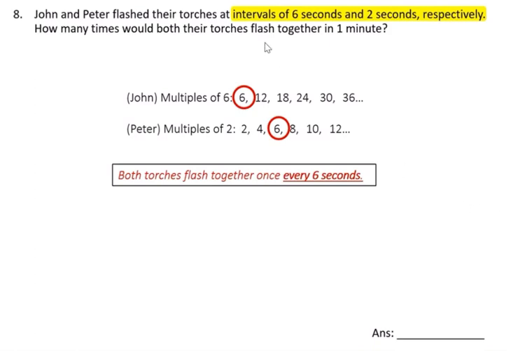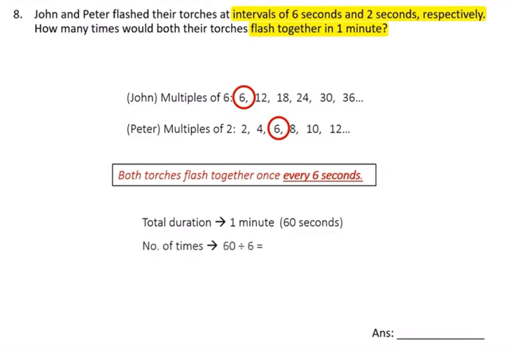If they ask how many times both their torches flash together in 1 minute, remember, you're dealing with seconds here. Convert 1 minute into seconds, which is 60 seconds. If every 6 seconds both torches flash, then in 60 seconds, how many times? You take 60 divided by 6. Your answer is 10 times. Understand?